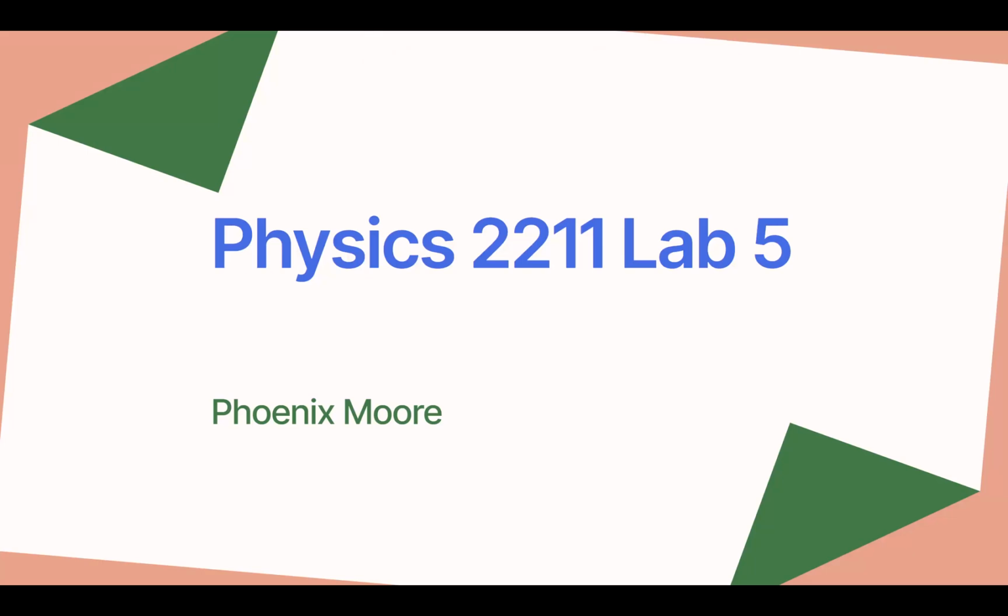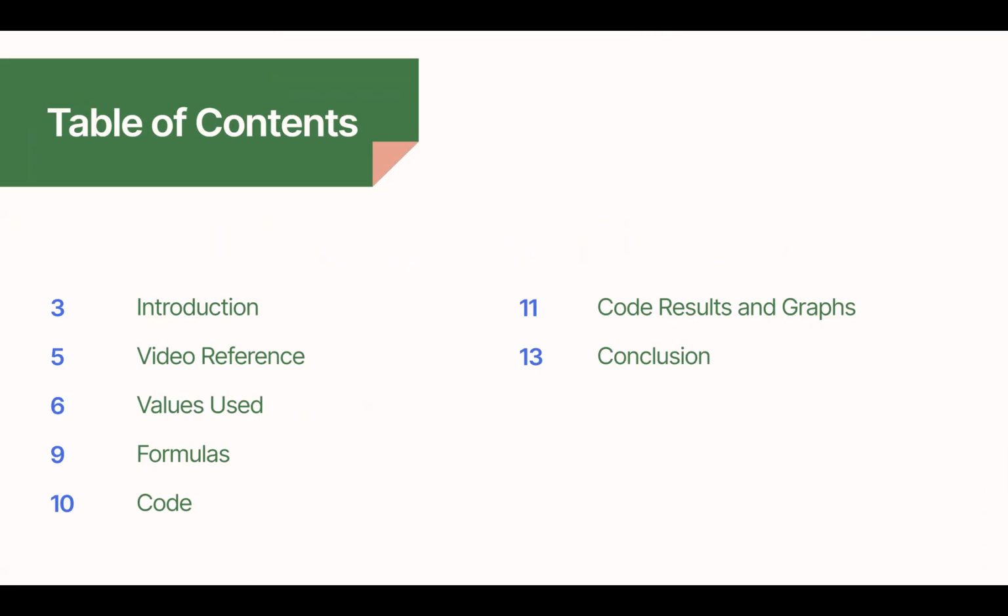Alright, so this is Physics Lab 5, the last lab. So here's our table of contents. We're going to go over the introduction of the lab, the video used, values, formulas, the code, the results, and some graphs, and then the conclusion.